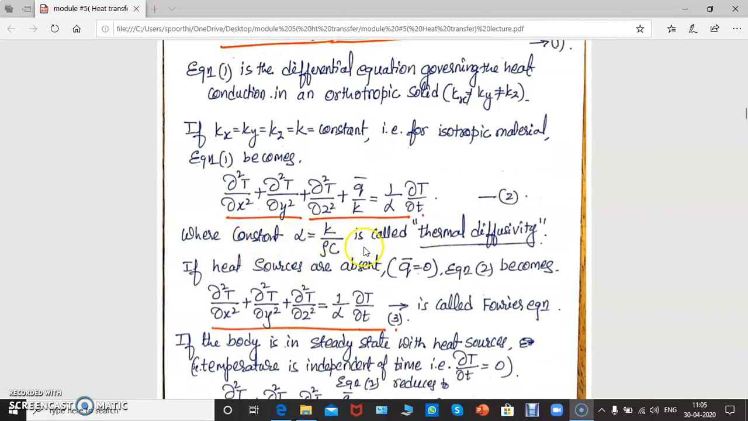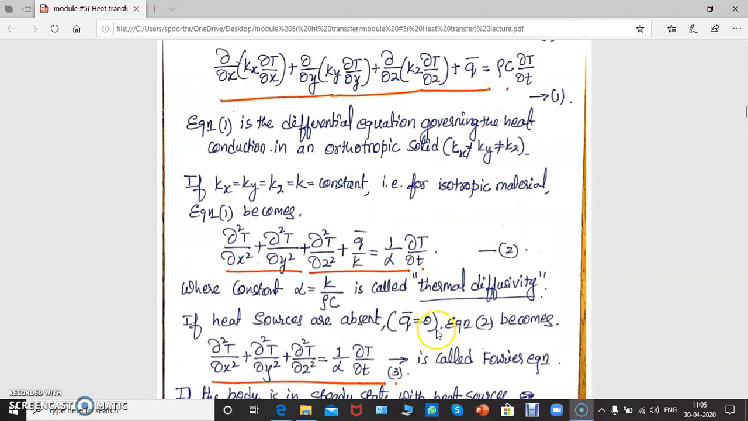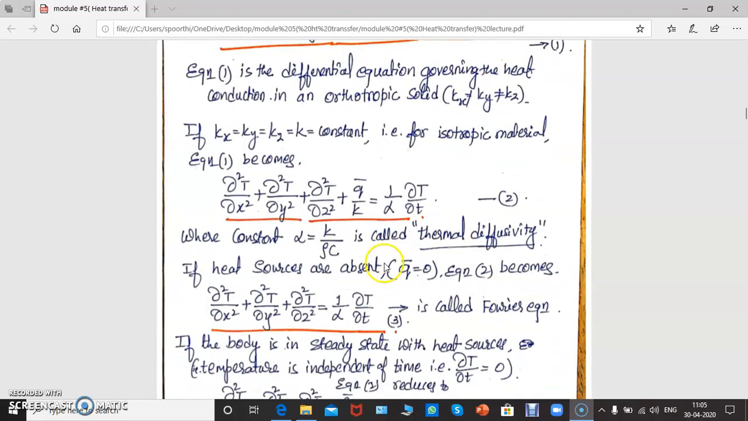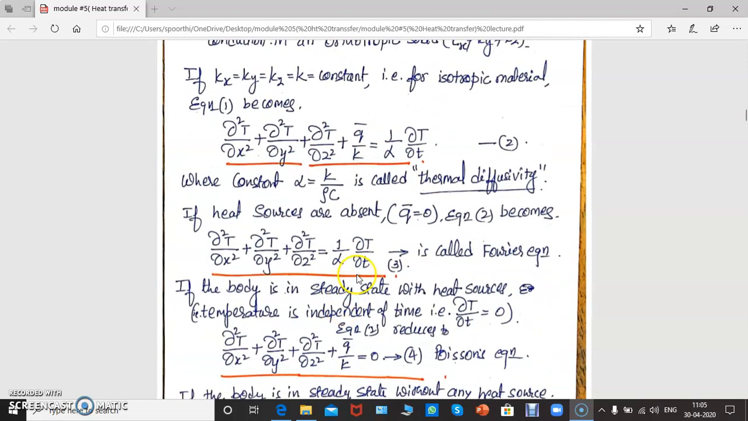Now, you can also include one more constant, which is called alpha. It is called the thermal diffusivity. This is again one more property of any material in the heat transfer domain. If the heat sources are absent, that is Q bar is equal to 0, then this equation 2 gets modified here, and this is called the Fourier equation.